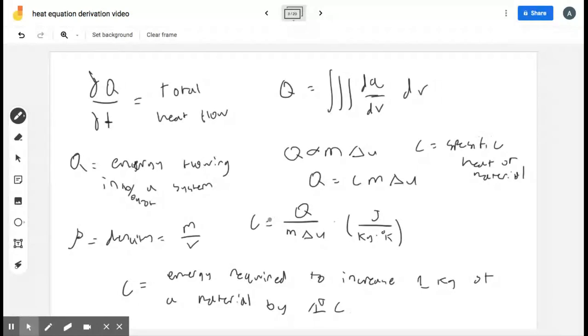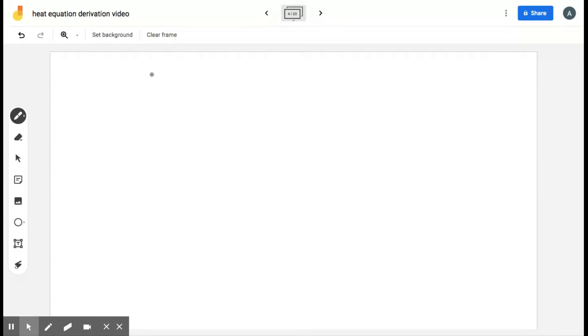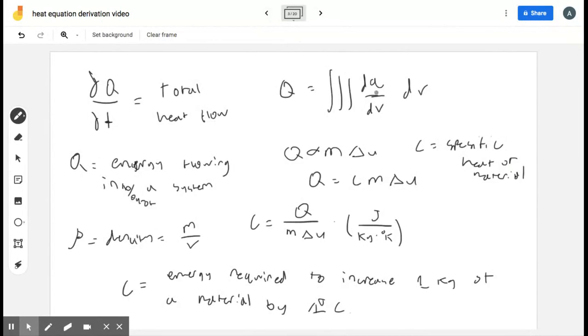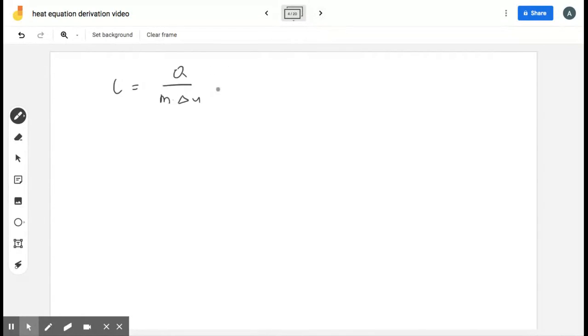So now we know that C is equal to Q divided by M times change in U. So specific heat is equal to energy that's put into the system divided by the mass times the change in temperature. And what we're trying to solve for is what dQ over dV or Q over V is, right? So what is Q over V?